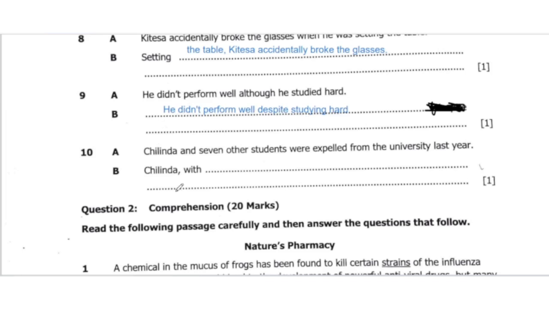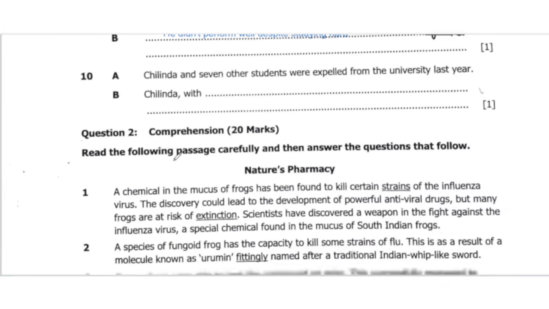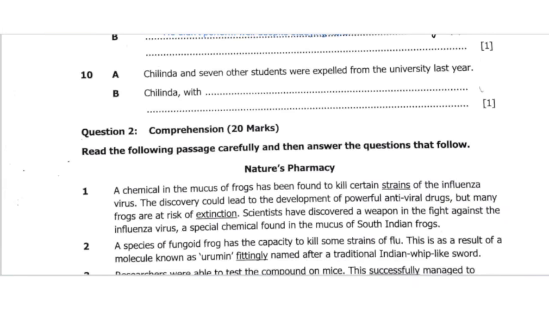Okay. We come to question number 10. Chilinda and 7 other students were expelled from the university last year. Hey, what sad news, not especially to the parents, since the children knew what they were doing. Okay. Chilinda and 7 other students were expelled from the university last year. So we start with Chilinda, okay?